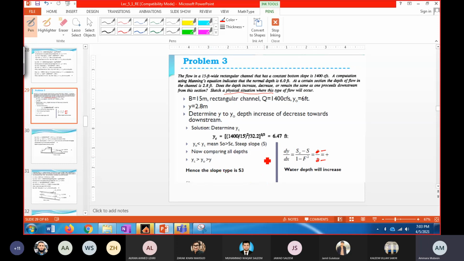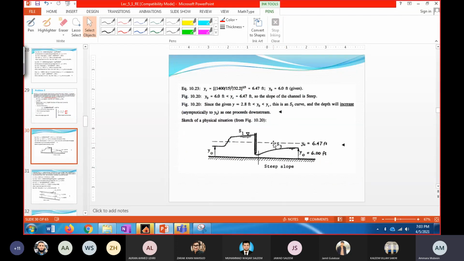Okay, so in the next slide this is drawn, please check it. Many times a question like this can come in the exam, that you have to sketch the physical situation where this type of flow will occur. So keep in mind which situation can be like this, and whether you will be making the control section. What is the control section? Can anybody define control section? So what is the control section in this case?